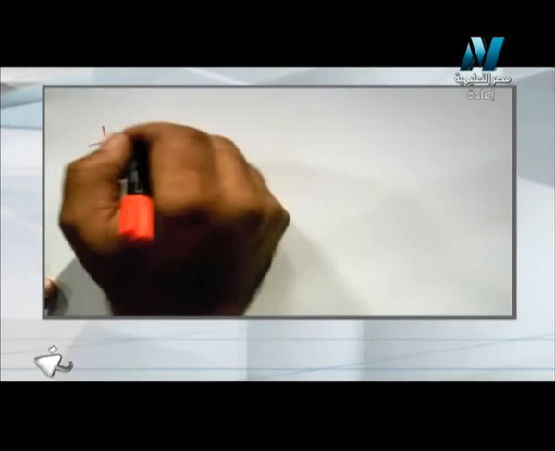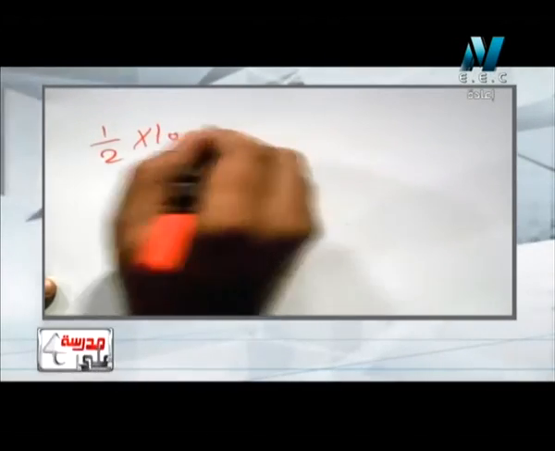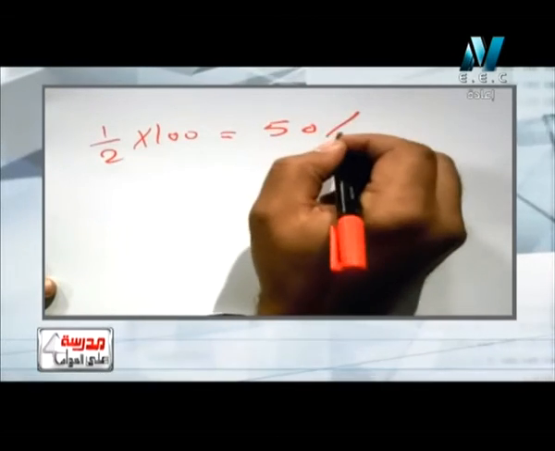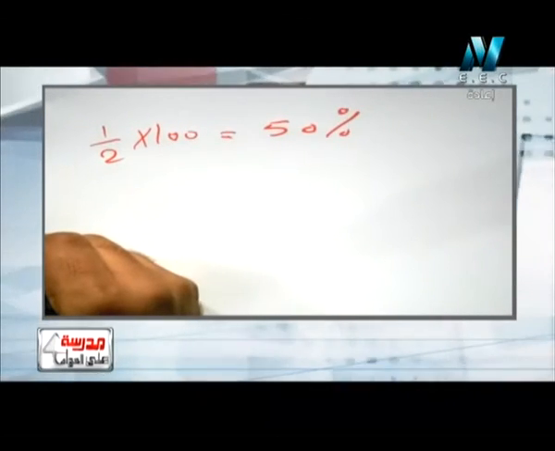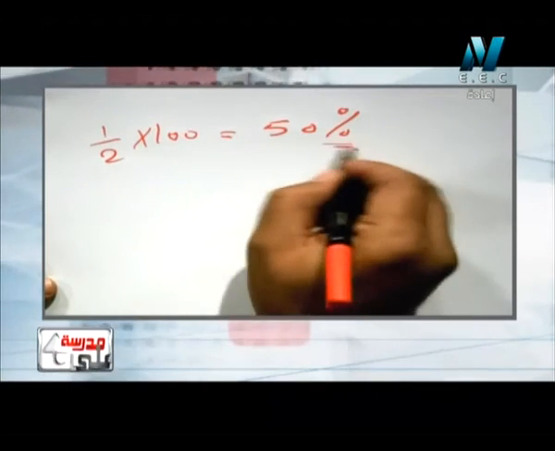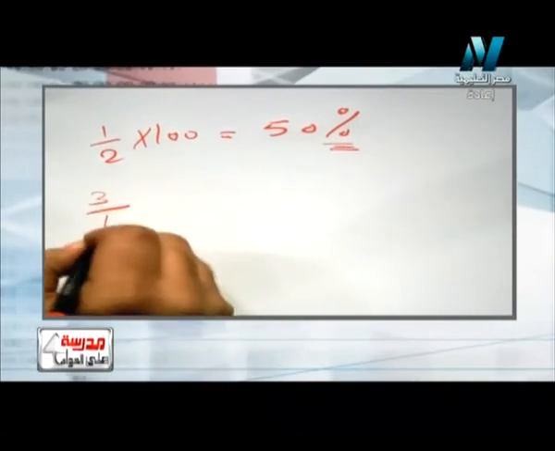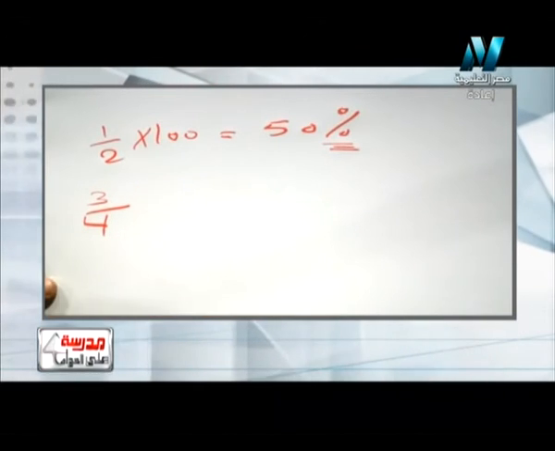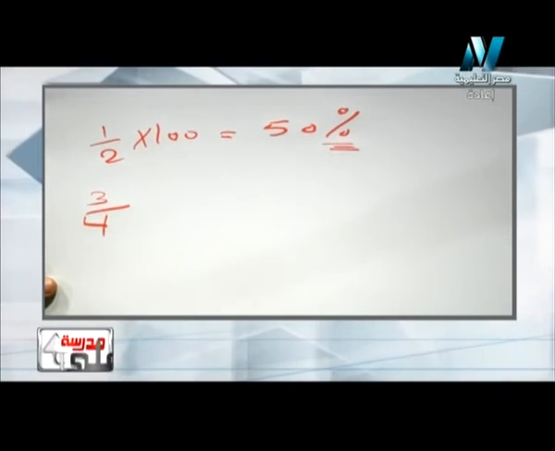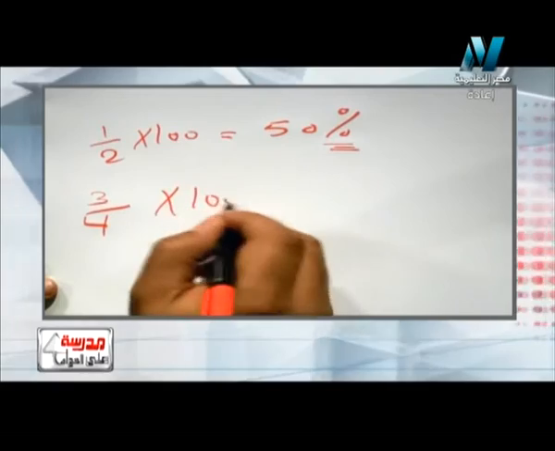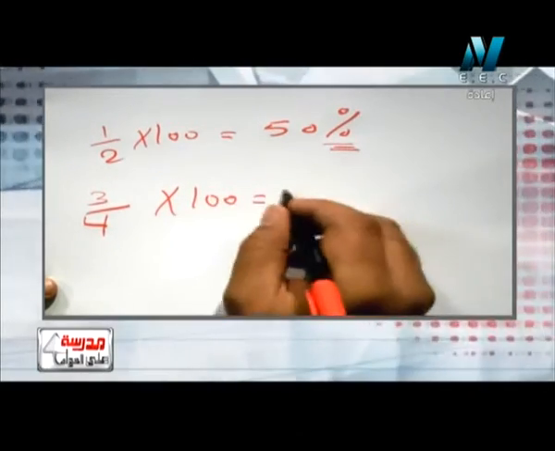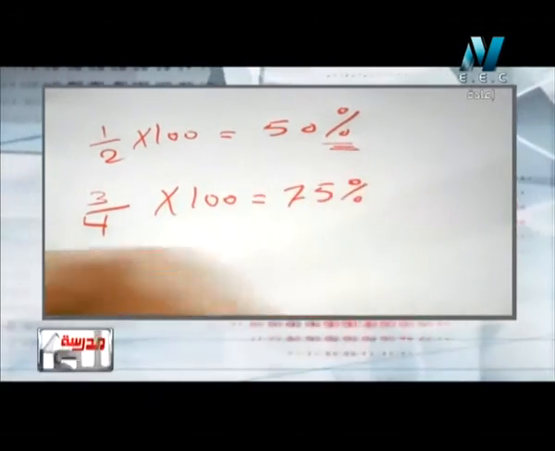طيب خلينا نشوف examples. If we have one half, how we can convert this fraction number to be a percentage? Just multiply by 100. Half times 100 equals 50%. Don't forget to write this sign. It's a very important sign. By the same way, if we have 3 over 4, how we can convert this fractional form to be a percentage? Just multiply it by 100. The result will be 75%.